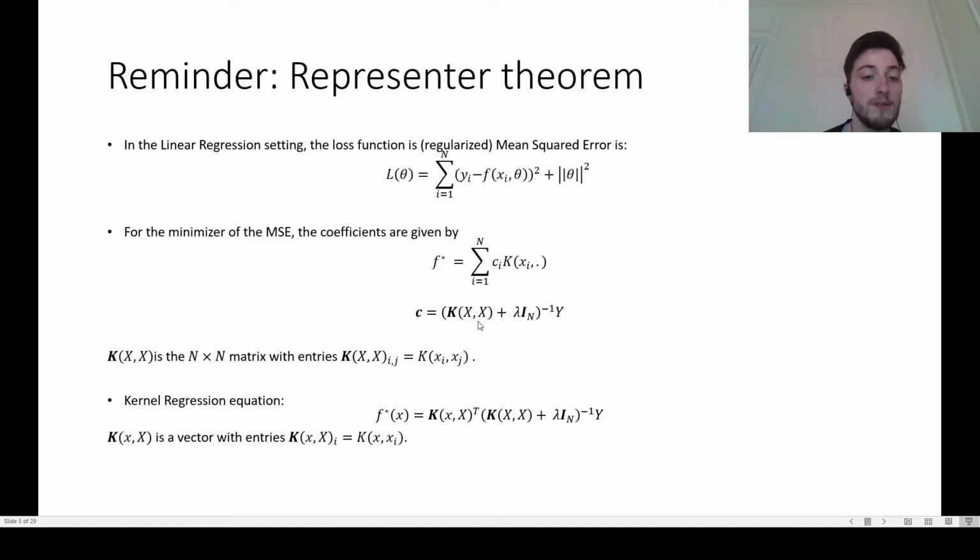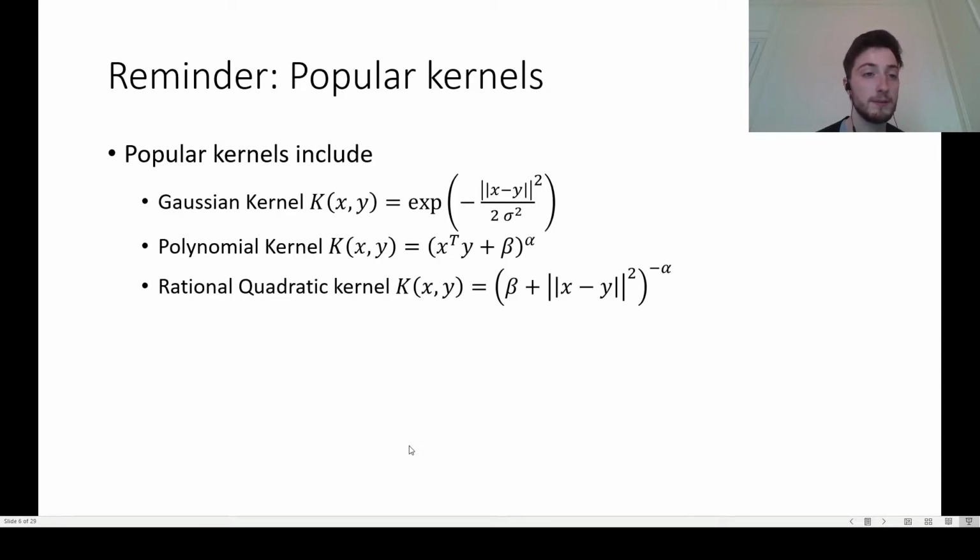The expression k of xs is an n by n matrix with ij entries given by this, where the xi and xj are training data points. So this is a vector. This can be summarized as follows. A prediction for a new data point is given by the dot product between the vector of coefficients, c, and this vector here with entries given by this. And again, xi are training data points.